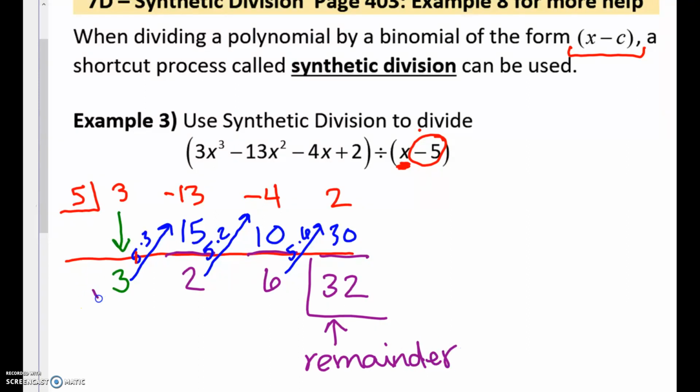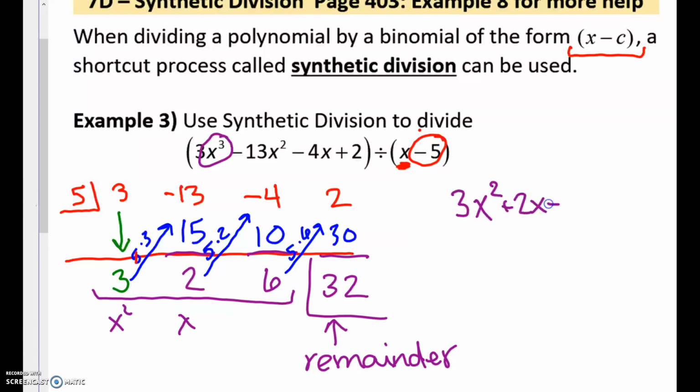And then what's left over here are the coefficients of my answer. If I start with an x cubed, then this guy here is going to be x squared. We start one term lower. And so then if this guy was squared, he'd be x. If he was x, he'd be my number. So my answer is 3x squared plus 2x plus 6 plus my remainder 32 over the divisor, x minus 5.